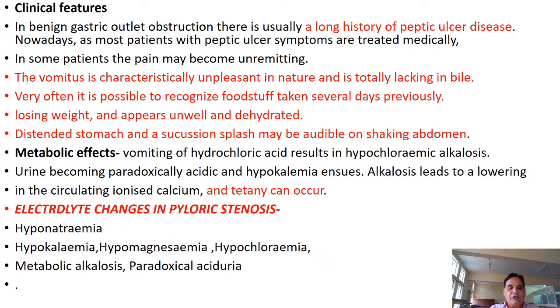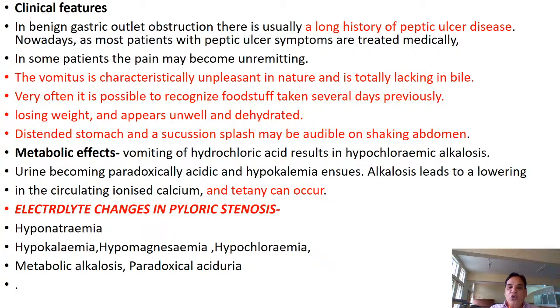What are the characteristics of a GOO? Vomitus. Vomitus has a characteristically unpleasant odor. One cannot stand by the side of the patient, and the vomitus does not contain bile. The color of the vomitus itself shows whether it is from the duodenum or from the stomach. That means infraduodenal, supraduodenal.